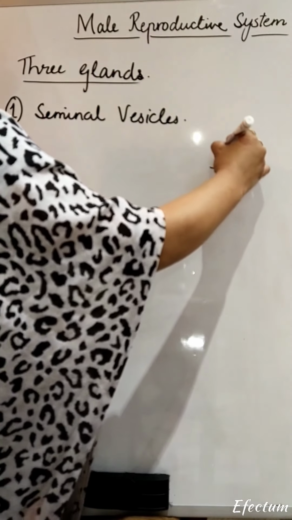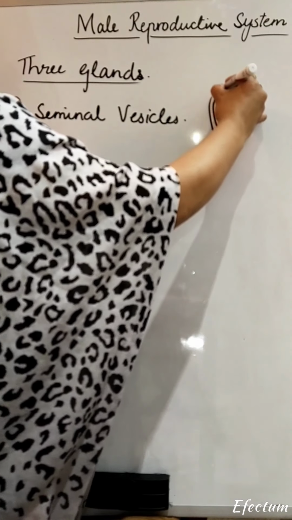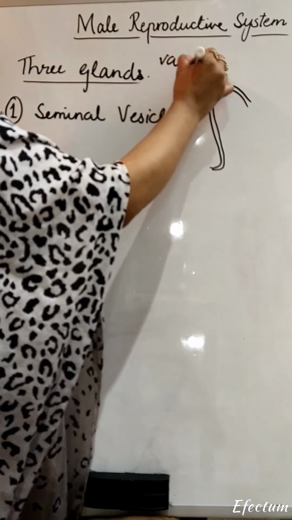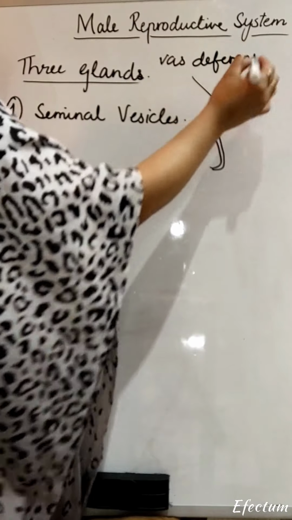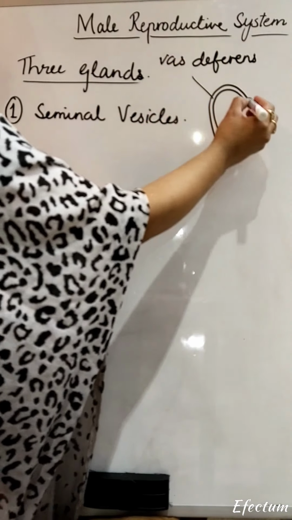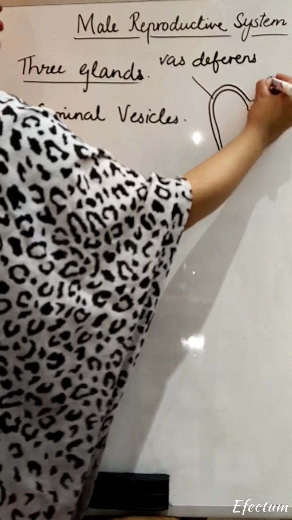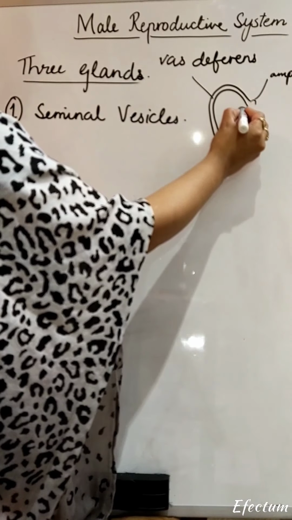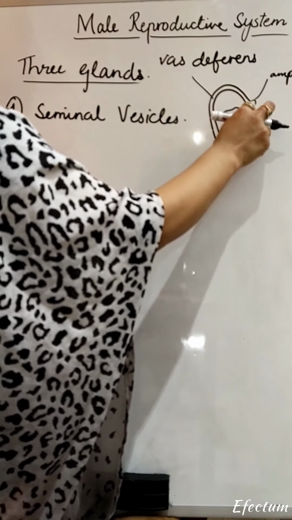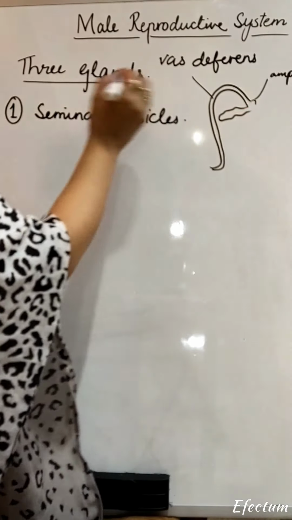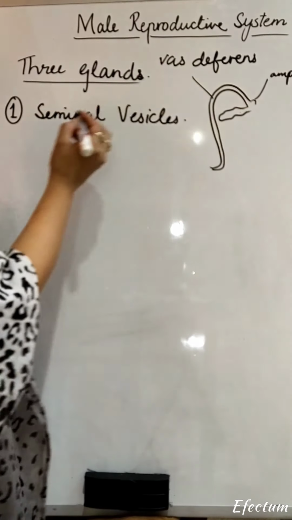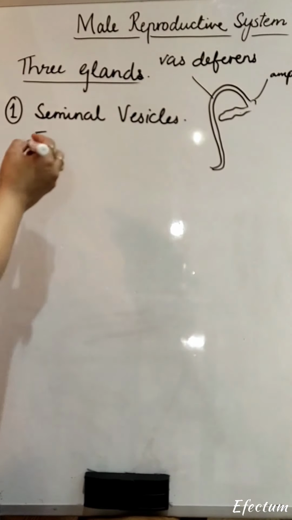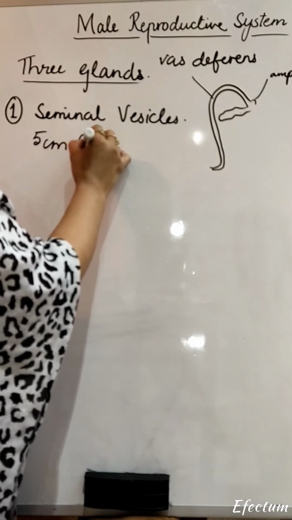If you remember, when I was talking about vas deferens, there is a swollen structure that is called ampulla. Here, arising, is a tubular gland which is called the seminal vesicle. So these are paired glands about 5 centimeter long.